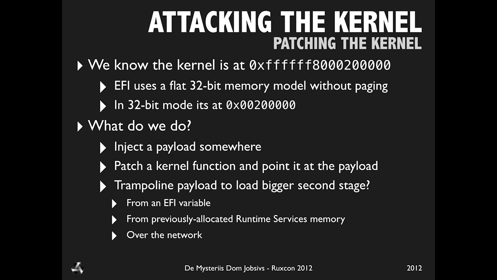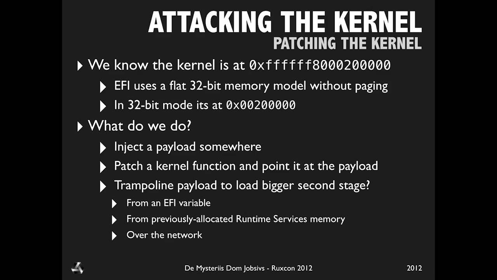In EFI, it actually uses a 32-bit flat memory model. It uses a different addressing mode too, but it doesn't use real mode. So in EFI's 32-bit mode, we just truncate the address basically, and it's at that 200K hex address. So that's actually where the kernel image starts in memory in EFI. There's no address randomization or anything like that, so it's all good.